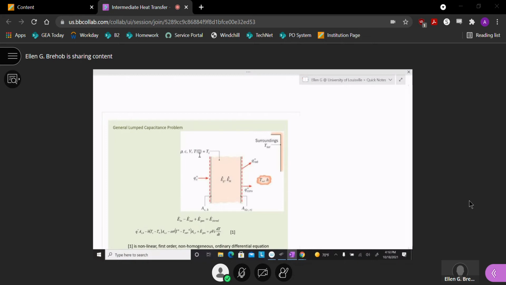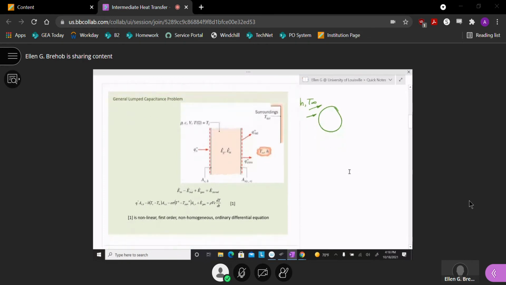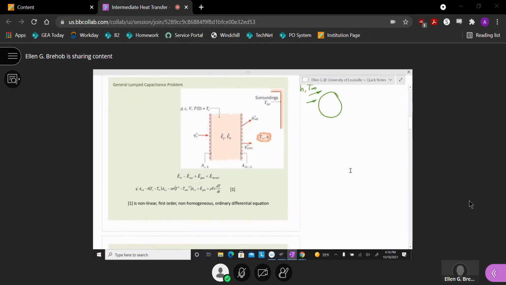There is a general setup for lumped capacitance problems. And at least when I taught lumped capacitance in the undergraduate class, we talk about convection only. So we got this chunk of material, or we've got a sphere or cylinder, and all we have is convection going on. That's one of the cases, and it's a useful case, but we really can do more problems than that. So this setup, and your book starts this way, is to look at this general lumped capacitance.